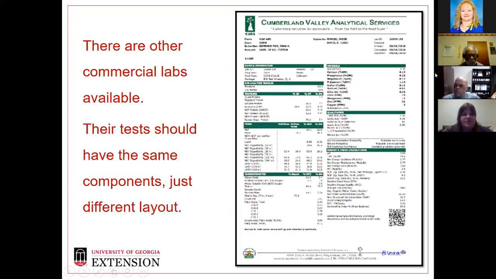There's a lot of other commercial labs out there. Their tests should all have the same components. And I know this one's really blurry. It's from Cumberland Valley. They're just going to have a different layout. So this one had a lot of the same information, actually had a lot more, because it was formulated for dairy cattle here in Tifton. I understand maybe not everybody's using the UGA lab, but these words should be the same if you're sending a sample to any accredited laboratory.